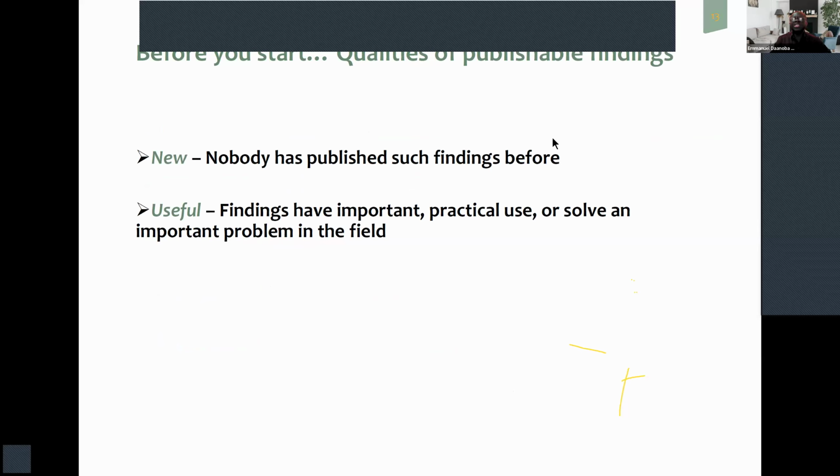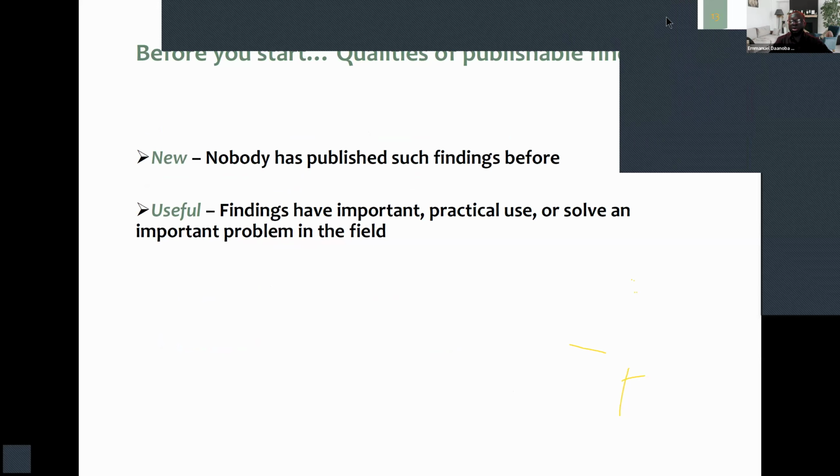So before you start, what do you have to do? Qualities of publishable findings. So if you have your findings, and let's say they are publishable, or they are not publishable, what do you do?